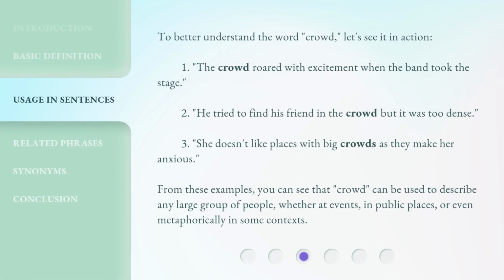To better understand the word crowd, let's see it in action. 1. The crowd roared with excitement when the band took the stage. 2. He tried to find his friend in the crowd but it was too dense. 3. She doesn't like places with big crowds as they make her anxious. From these examples, you can see that crowd can be used to describe any large group of people, whether at events, in public places, or even metaphorically in some contexts.